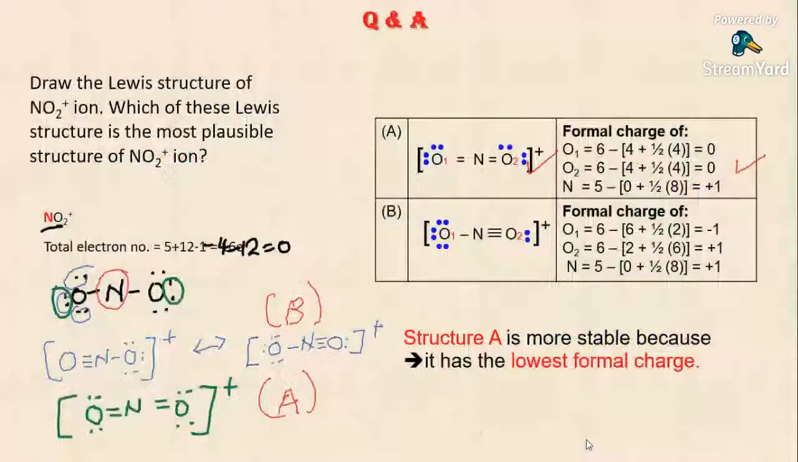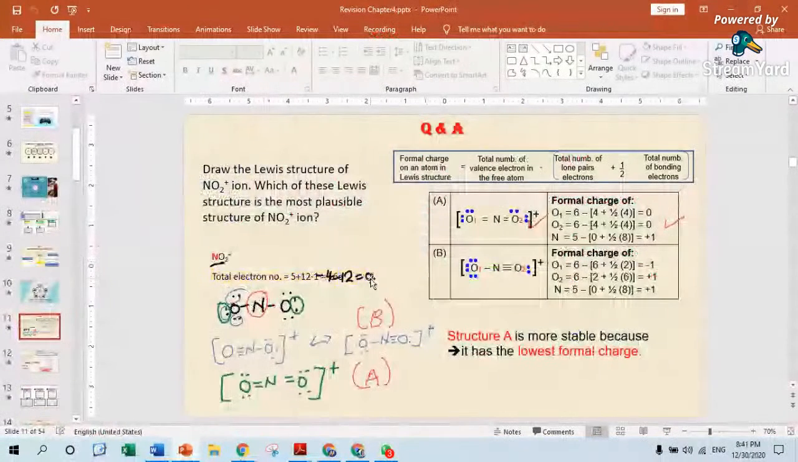Okay, let's check. This is an example from your lecture notes, just to revise. Draw the Lewis structure of NO2+. Which of these Lewis structures is the most stable? Definitely you will know. Step 1 is to draw the Lewis structure. Calculate the valence electrons: 5 plus 12, then the positive charge minus 1, and then the total is, yeah, there's something I have to adjust.